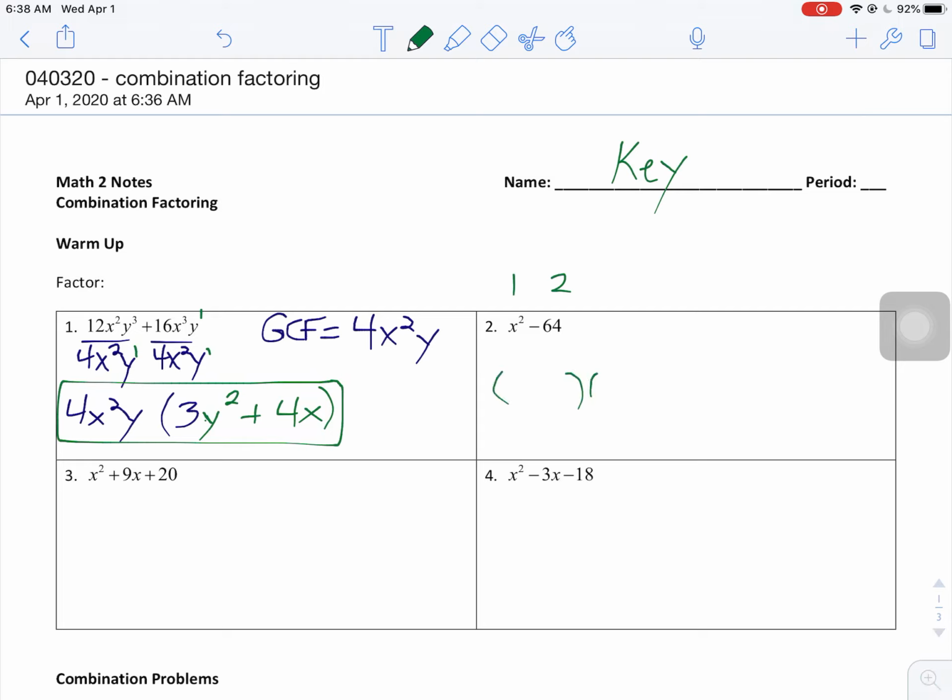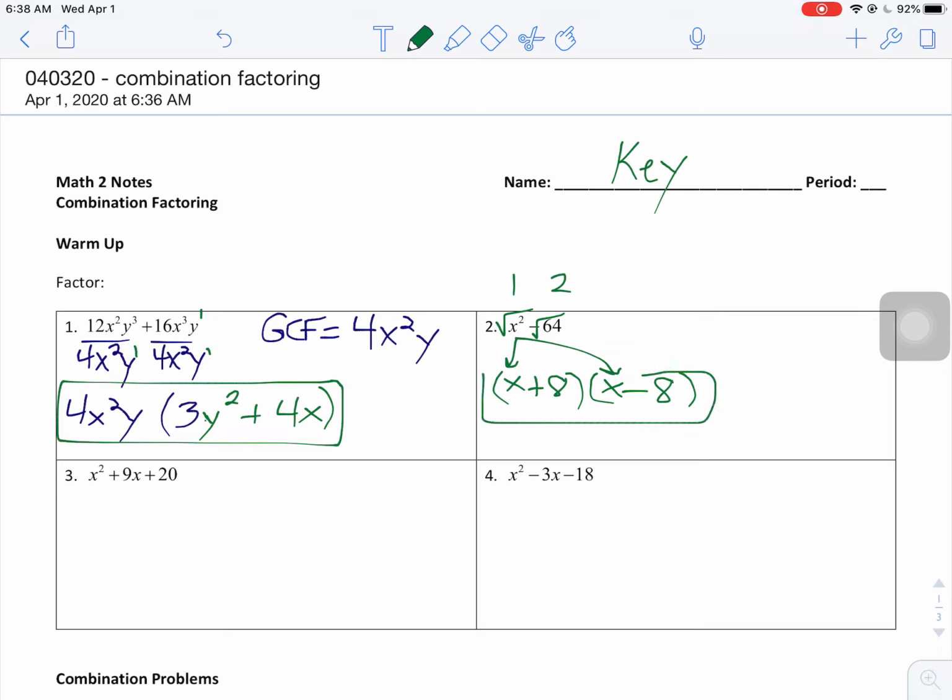So I'm going to get my 2 sets of parentheses. Square root of x squared is x. So x squared basically just gets split into x times x. Square root of 64 is 8. Make one positive, make one negative. And there you go.